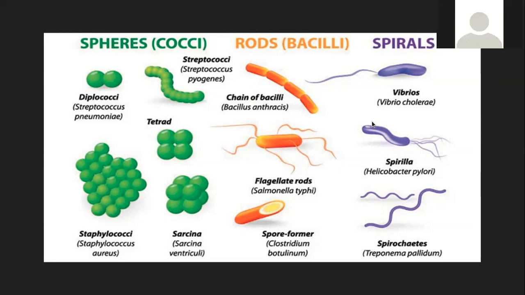Then the tail is for moving in water, right? So most of these structures that are present, which look like hair-like projections, help in the movement of these bacteria. And then there are these spirochetes, which are spiral-shaped bacteria.